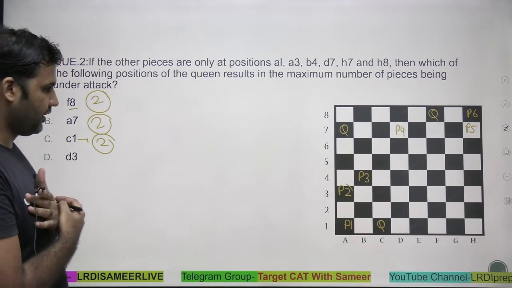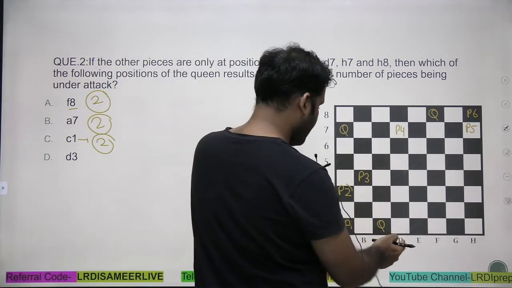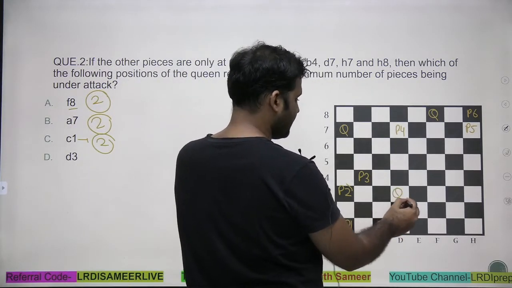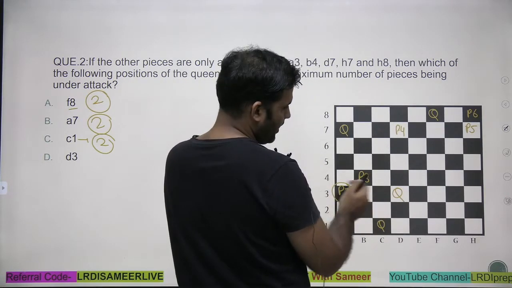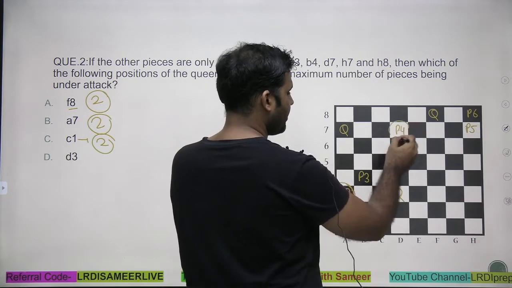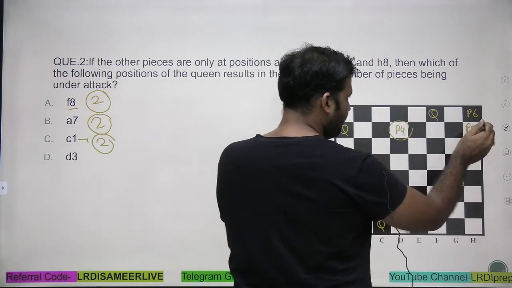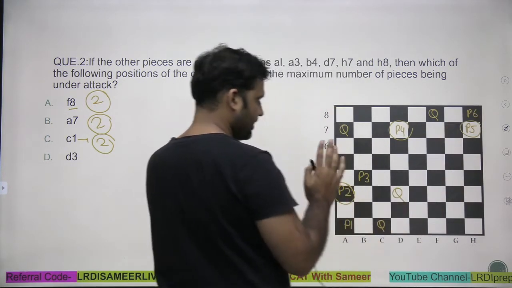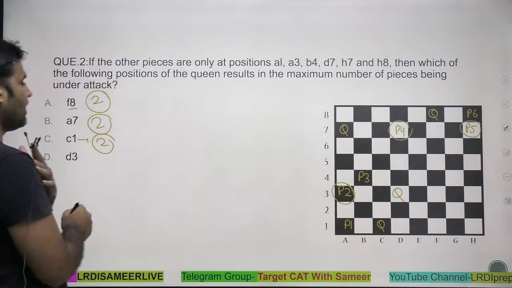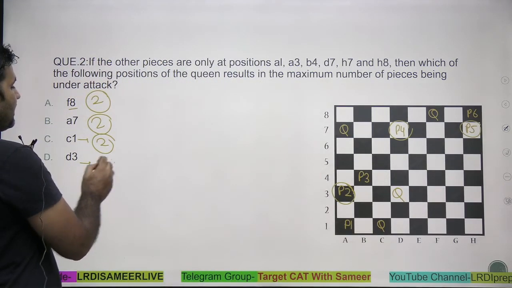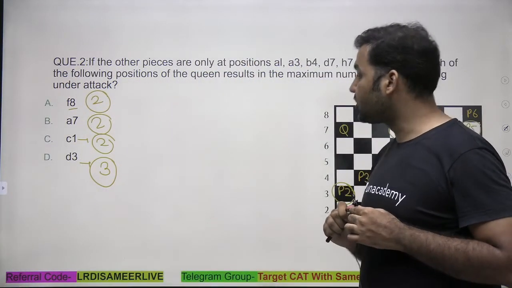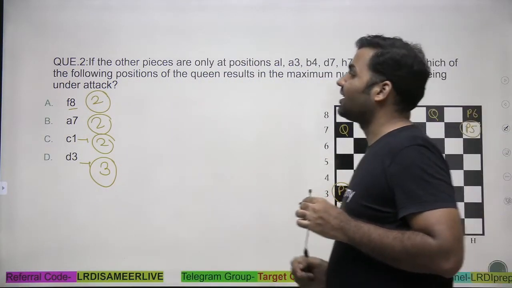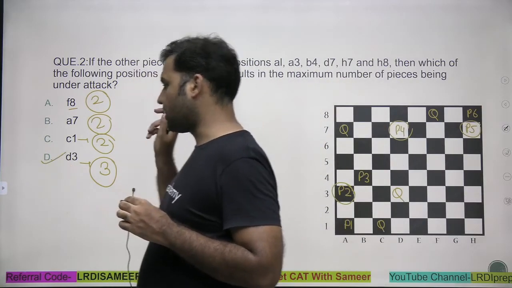If you look at D3, if I position queen at D3, let's say this is queen, right? Now queen can attack P2, queen can attack P4, queen can attack P5. Yes, that's it. In this case, queen can attack 3 elements. So the maximum number of pieces will be under attack if the position of the queen is D3, and that's the answer to the question. That is option number D.